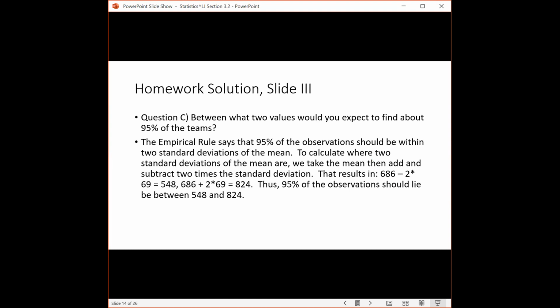Okay, and then there's a third part, sorry. Between what two values would you expect to find about 95% of the teams? So the empirical rule says that 95% of the observations should be within 2 standard deviations. To calculate where 2 standard deviations are, we take the mean and subtract the standard deviation twice, and take the mean and add the standard deviation twice. That gets us these 2 values, the boundaries for 2 standard deviations. And so 95% of the observations should lie between those 2.